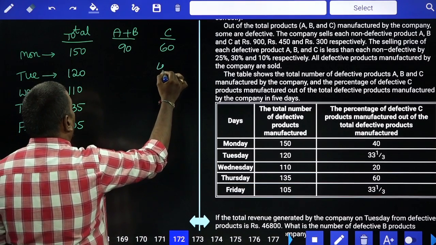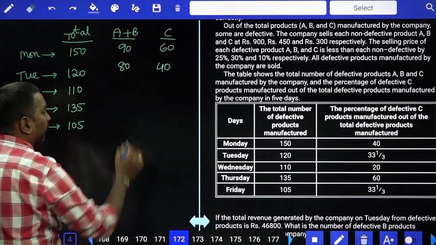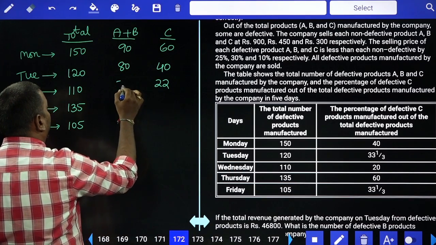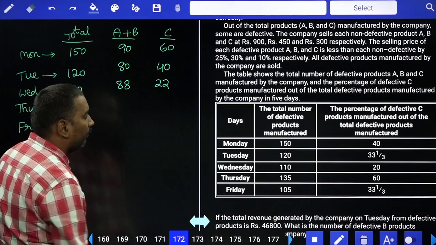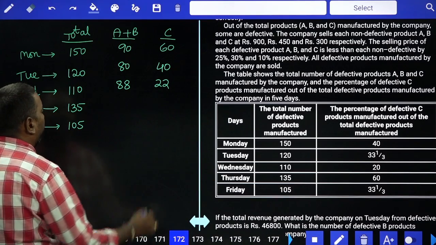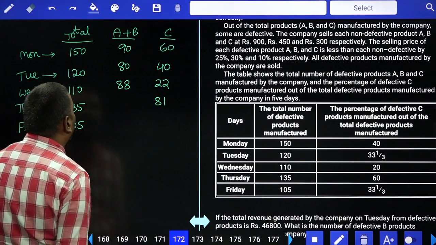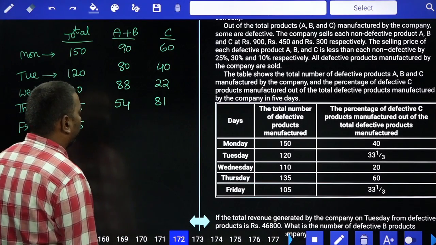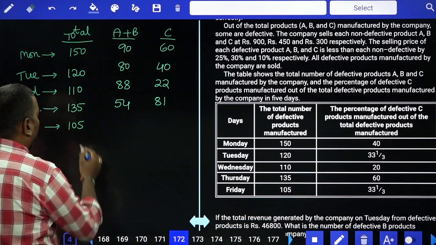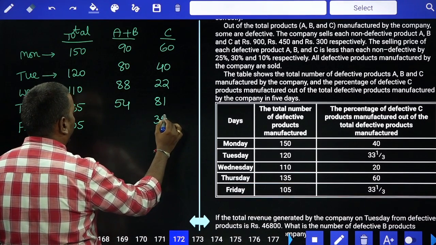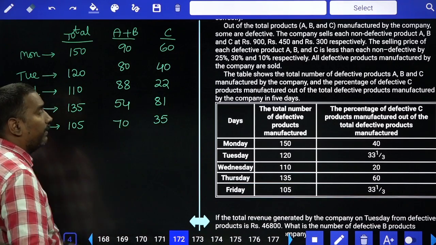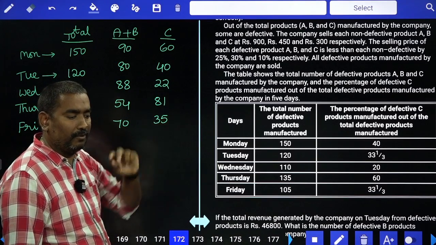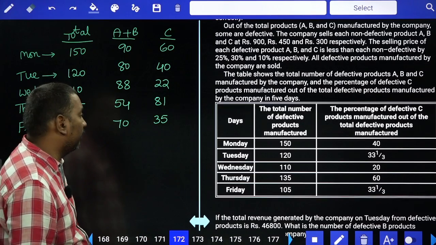1/3 of 120 means 40, remaining 80. 20% of 110 means 22, remaining 88. 60% of 135 means 81, so remaining 54. 1/3 of 105 means 35, remaining 70. Defective products of C we know, and the defective products of A and B together we know. A alone we don't know, B alone how much we don't know.